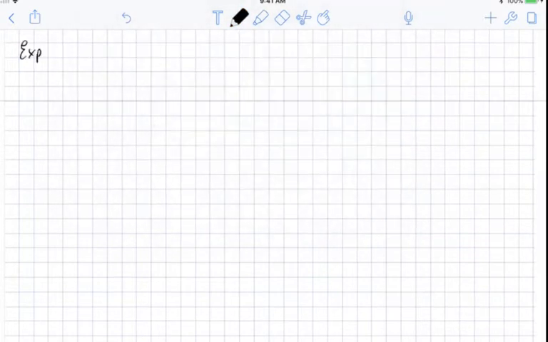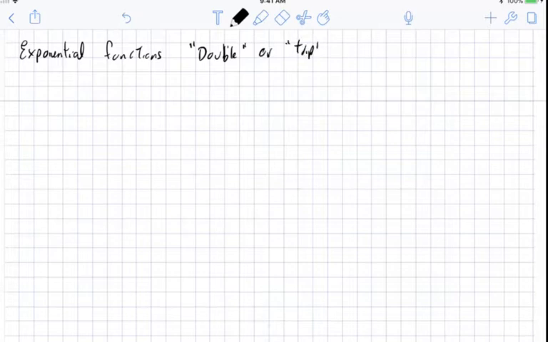Exponential functions double or triple or quadruple over regular delta x. What do I mean by that? I mean like 2 to the x, right?